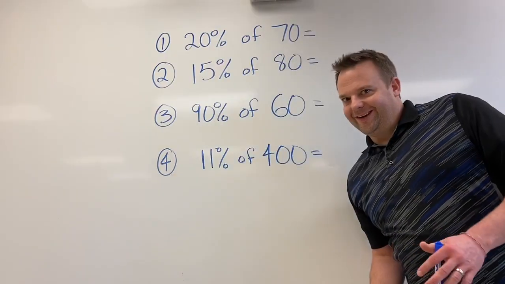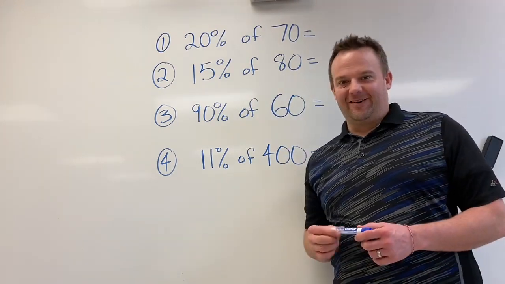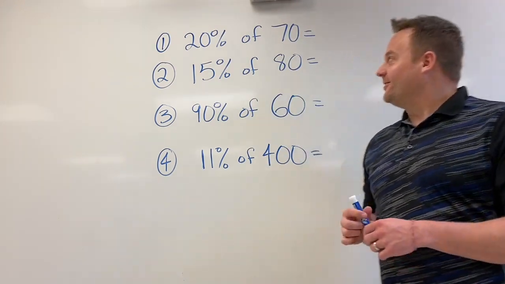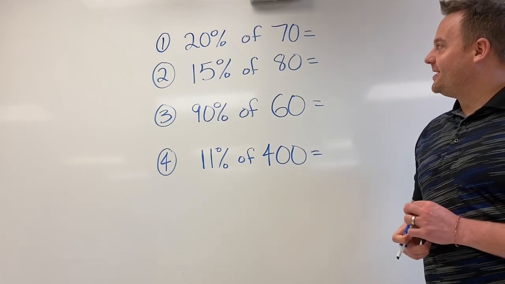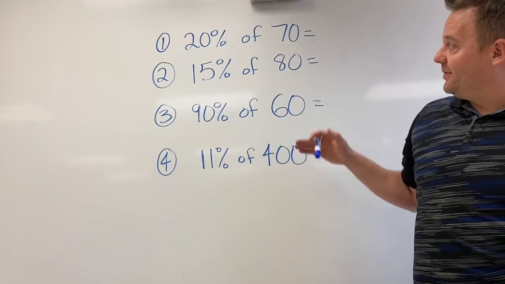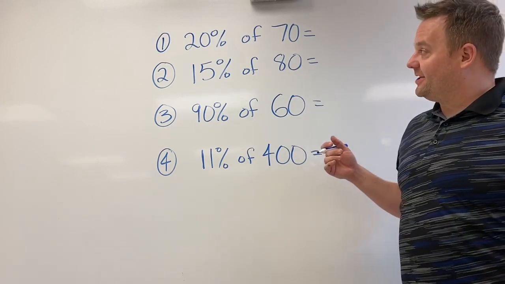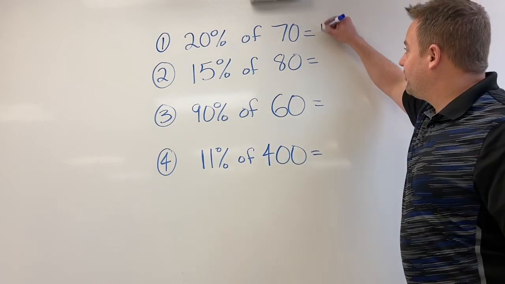Thanks. What? We have more? Yes. Try these now. Go ahead. Pause the video. Do them now. Okay, I'll dance. All right. Did you do it? 20% of 70. Let's see. 20% of 70. Well, 10% of 70 is 7. And 20% of 70 is double 7, so 14.